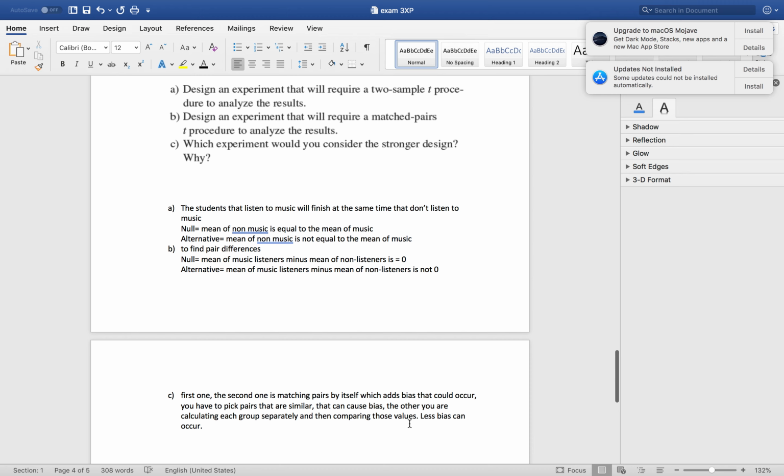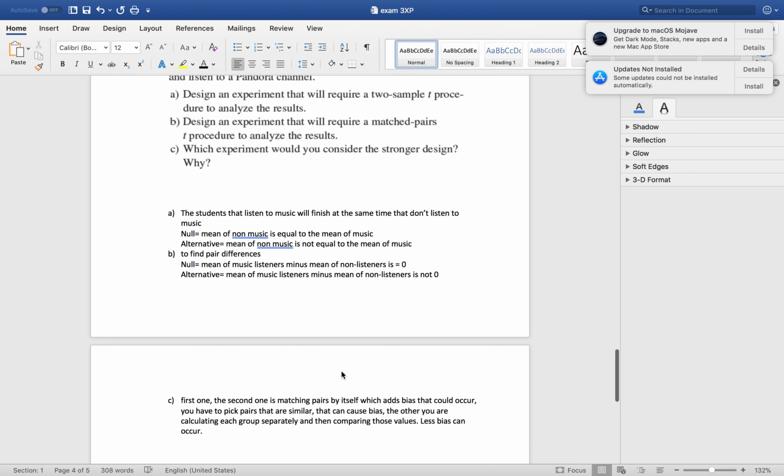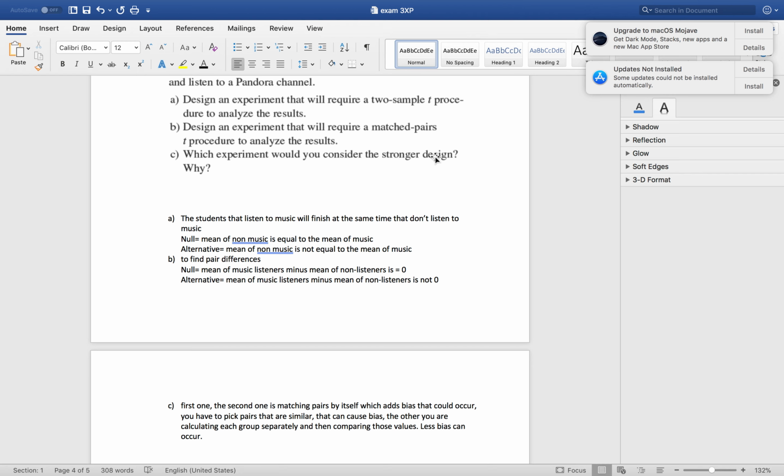Okay, and then C, which experiment would you consider the strongest design and why? I said the first one, which is the experiment that will require a 2-sample T procedure to analyze the results. The second one is matching pairs by itself, which adds bias that could occur. You have to pick pairs that are similar. That can cause bias because if you're picking, you can think these two groups are better, and it just creates more bias and not randomness. The other, you are calculating each group separately and then comparing those values. Less bias can occur, more randomness.